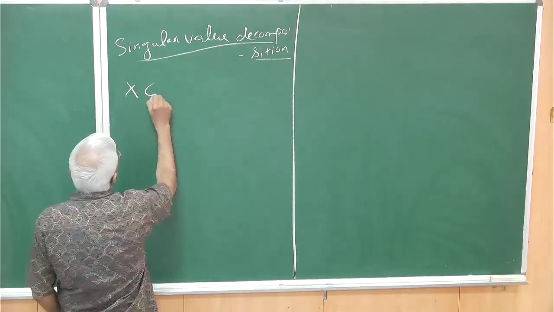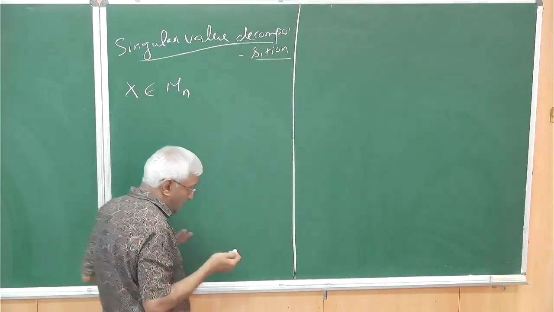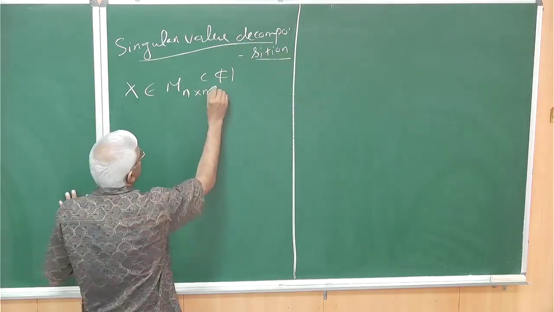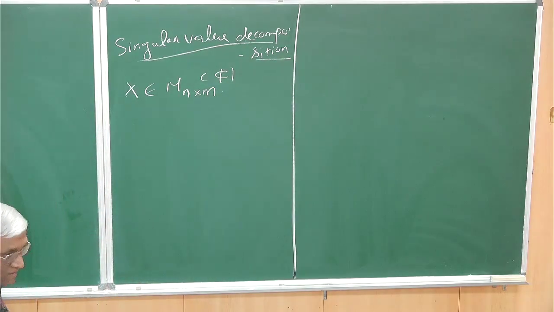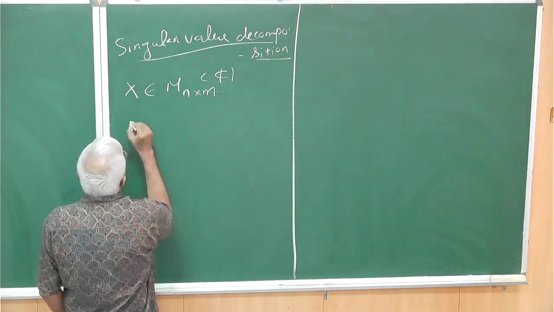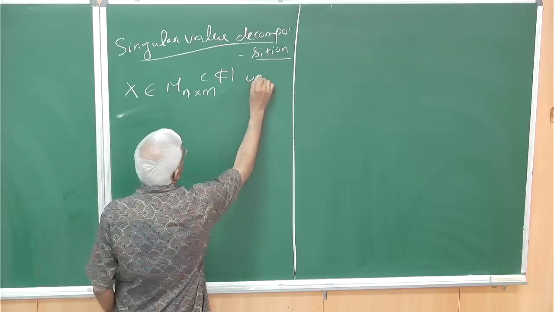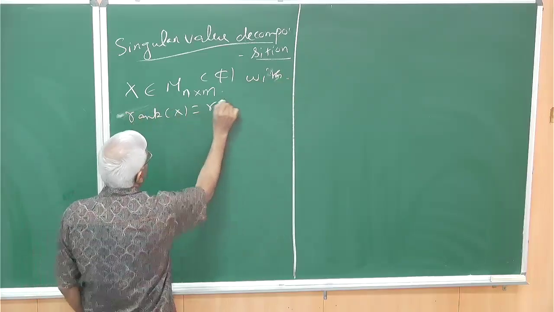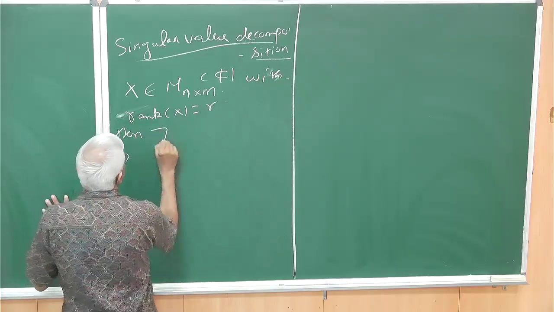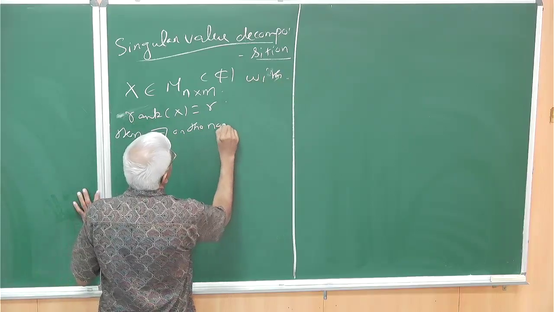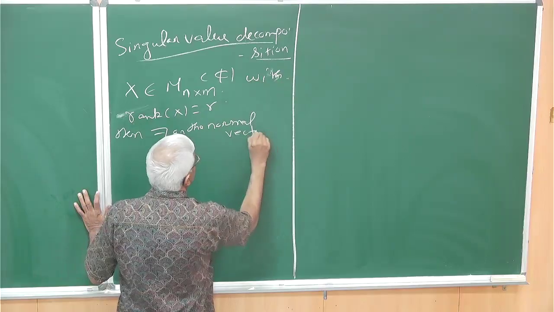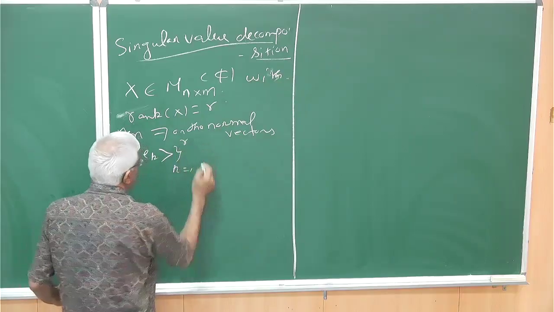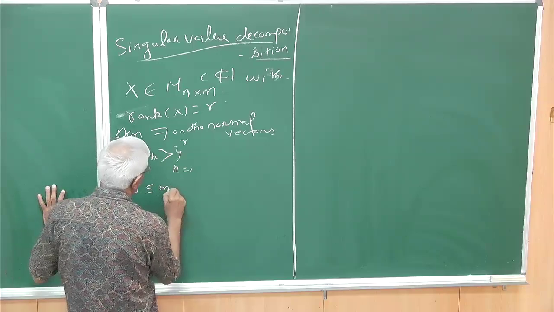Any matrix X from M_{n×m}(C), or any linear operator, any matrix is fine, which is a linear operator from C^m to C^n, with the dimension of the range, which is the rank of X, equal to R. Then there exist orthonormal vectors, not basis, orthonormal vectors, say e_k, k equal to 1 to R.